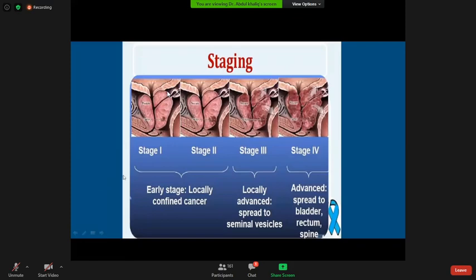Stage 1 and stage 2 are defined as early stage, the locally confined cancers, and stage 3 is locally advanced, and stage 4 is advanced malignancy. Stage 1 and 2 have a good prognosis, and that is early stage. Stage 3 is locally advanced. Stage 4 is a highly advanced tumor, which involves the bladder, rectum, and the spine, the adjacent structures.